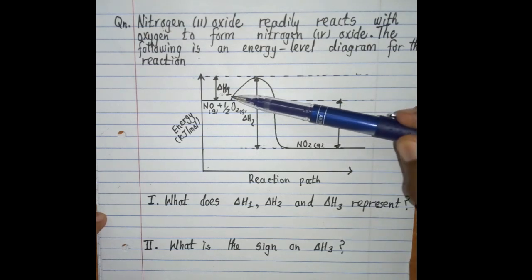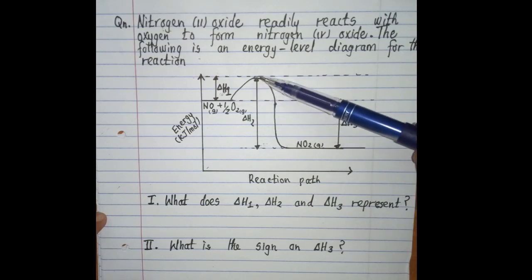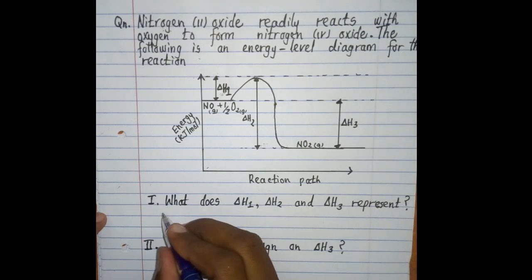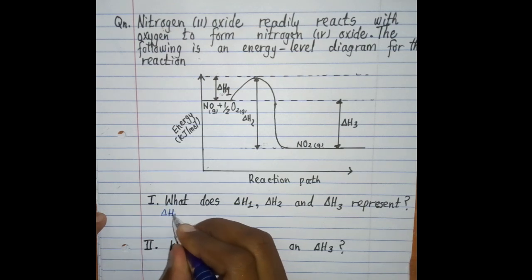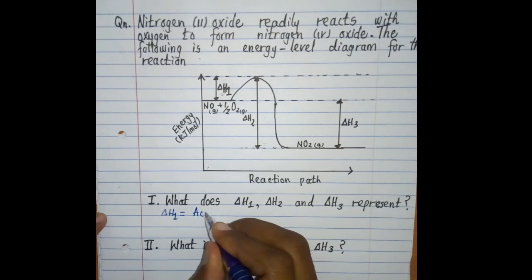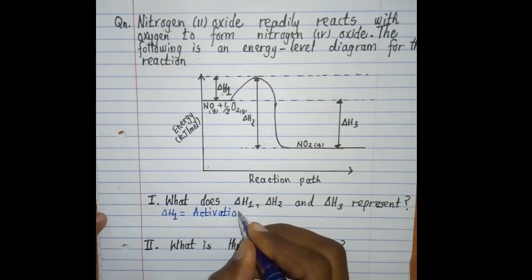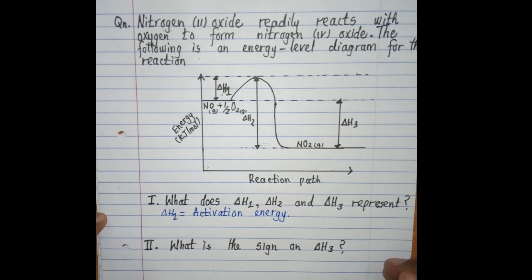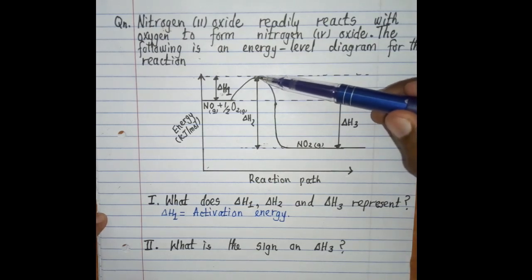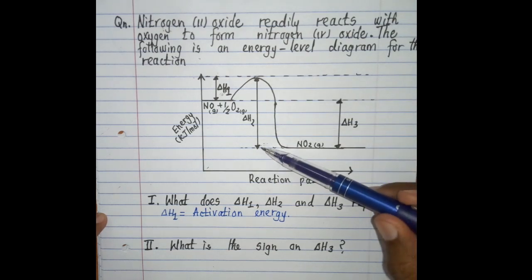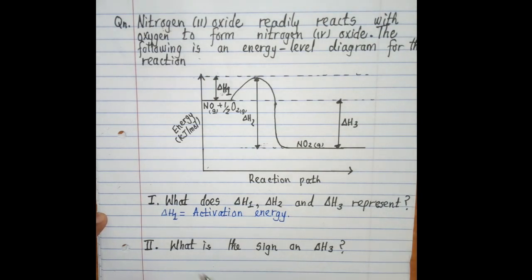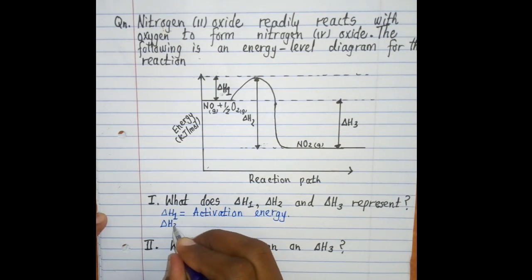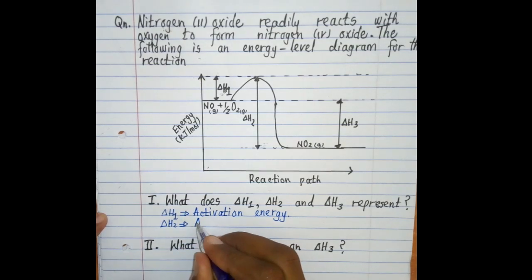Look at enthalpy change 1. What do you think it represents? That is from the reactant up to the transition state. Then that energy change, you should know, is activation energy. That is activation energy, the minimum amount of energy required to start a reaction. Then when reactants are at the transition state, for them to form a product, that is enthalpy change 2, and that enthalpy change 2 is also activation energy.